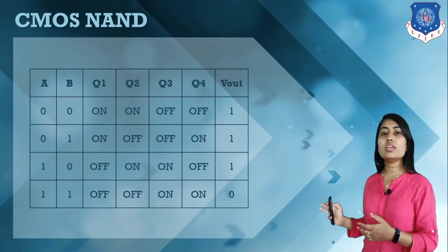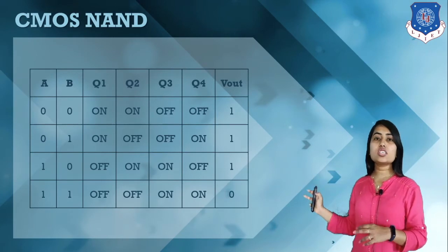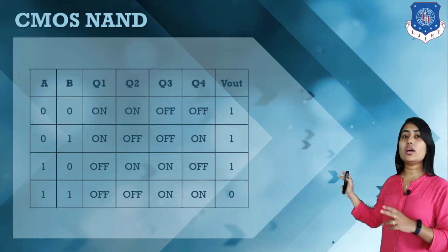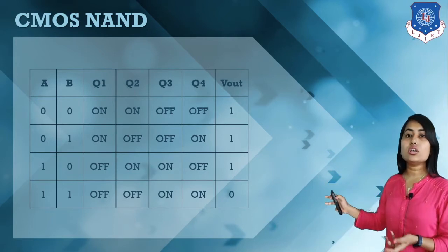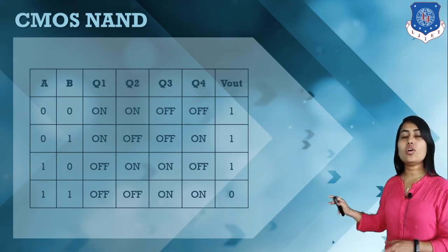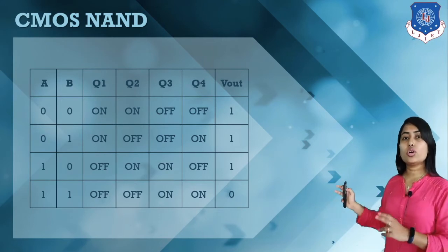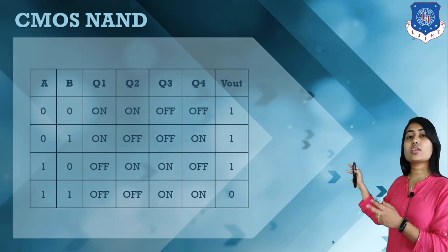Here we have a table showing how this circuit works. When any of the inputs are 0, either Q1 or Q2 is off according to that 0, and Q3 and Q4 are exactly opposite of Q1 and Q2. According to that, the output is 1.